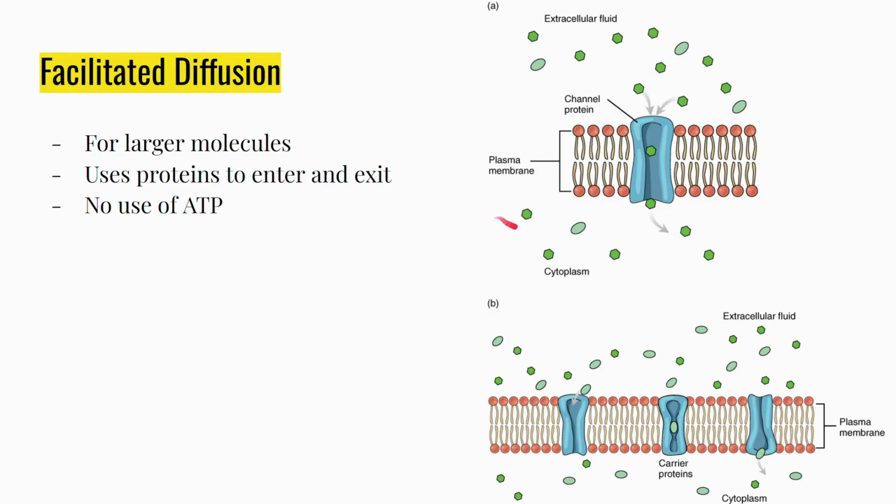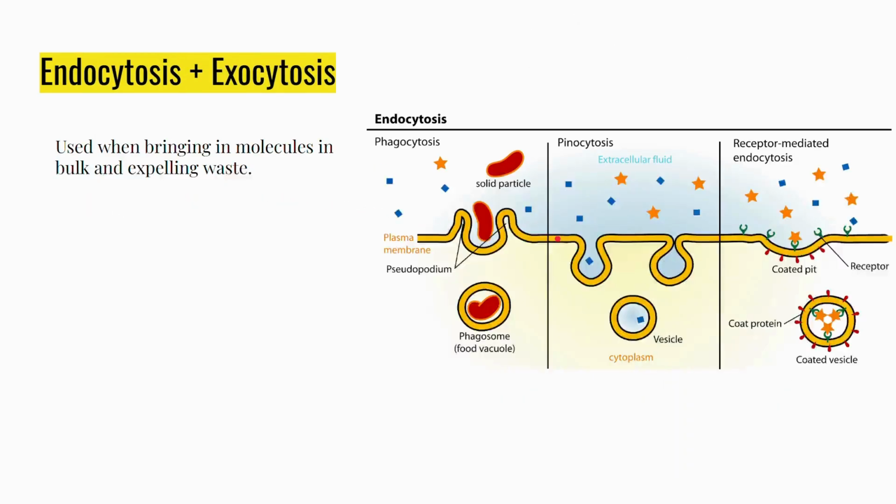Okay, and then here's facilitated diffusion for larger molecules, and it uses proteins to enter and exit. Facilitated diffusion, so again, passive. So no use of ATP, which is, again, currency. ATP is amazing, and you should probably go research it a little more, and it's very interesting.